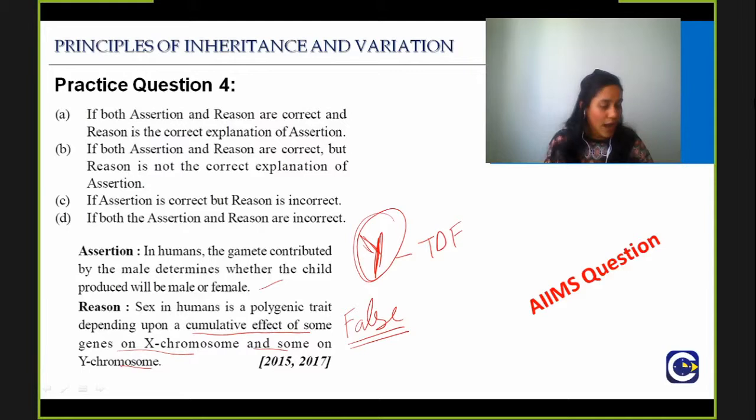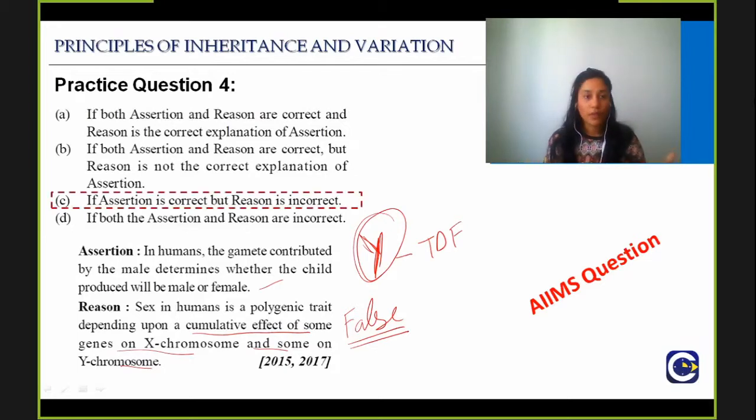Okay, so all those who answered A, if both assertion and reason are correct, and reason is the correct explanation of assertion, some of you I see answered A. That is not correct. Why? Because sex in humans is not a polygenic trait and it is definitely not depending upon cumulative effect of some genes on X and some genes on Y. It is only and only on the Y chromosome. Presence of Y chromosome will result in testis determining factor, development of testis. Absence of Y chromosome will not lead to development of the testis. It will automatically lead to the female reproductive system. Is it clear? The right answer is C.